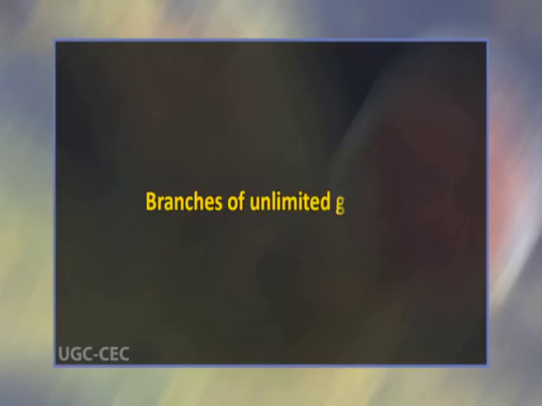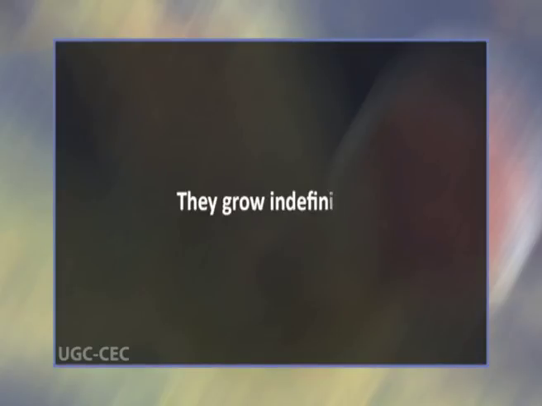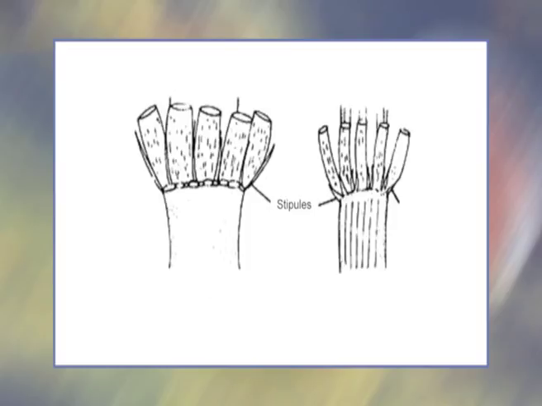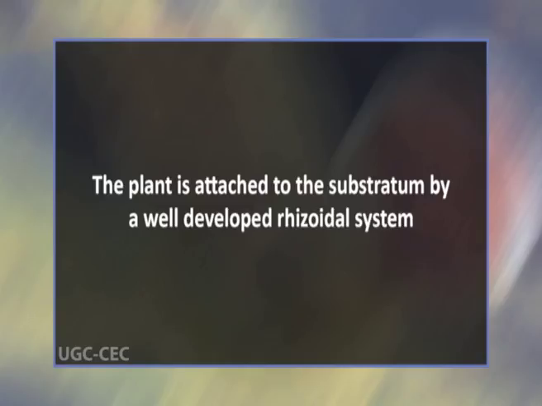Number 2, branches of unlimited growth. These branches arise from the axils of the branches of limited growth. They also bear nodes and internodes besides a whorl of primary laterals at the node. They grow indefinitely. Third, stipulodes. The basal node of the branches of limited growth develops some unicellular outgrowths called stipulodes. Main axes show apical growth. The plant is attached to the substratum by a well-developed rhizoidal system.